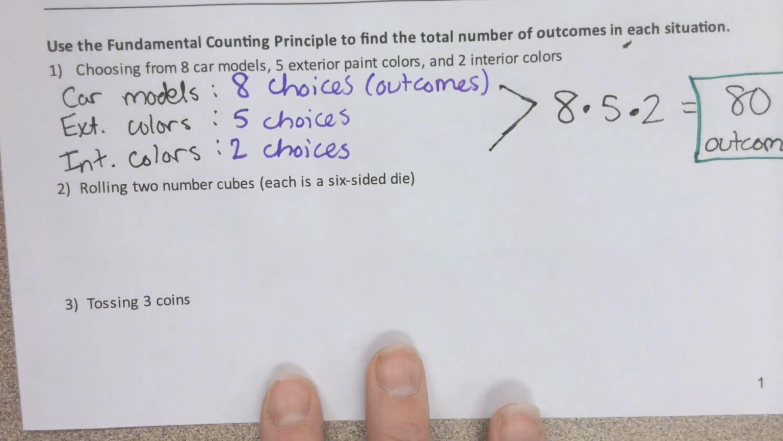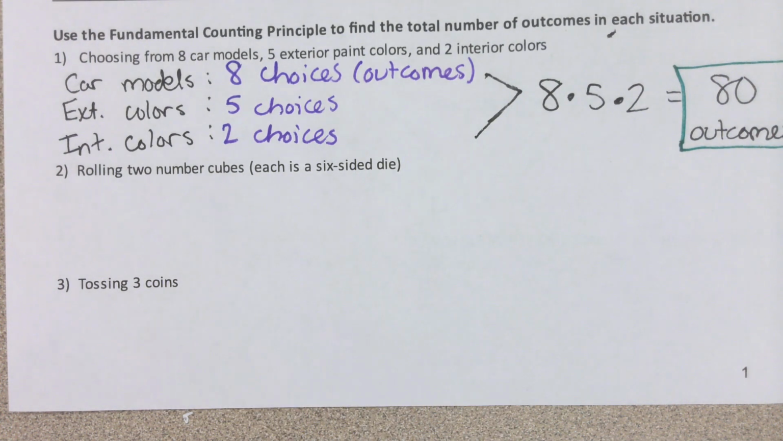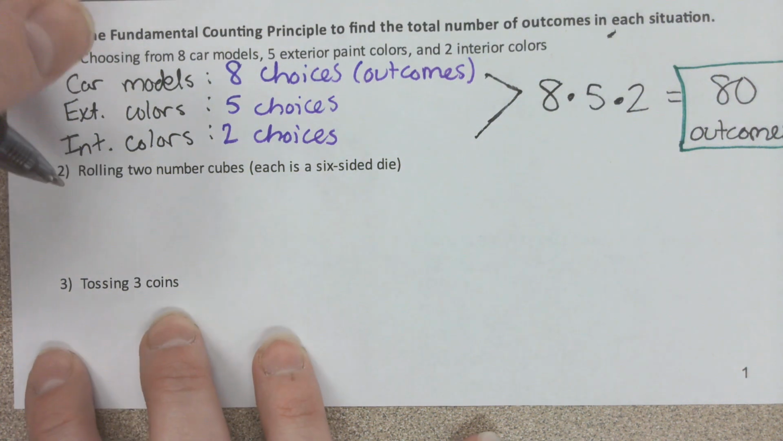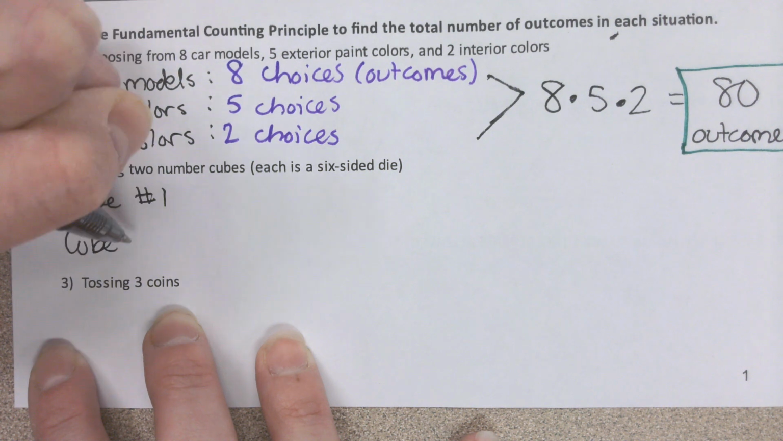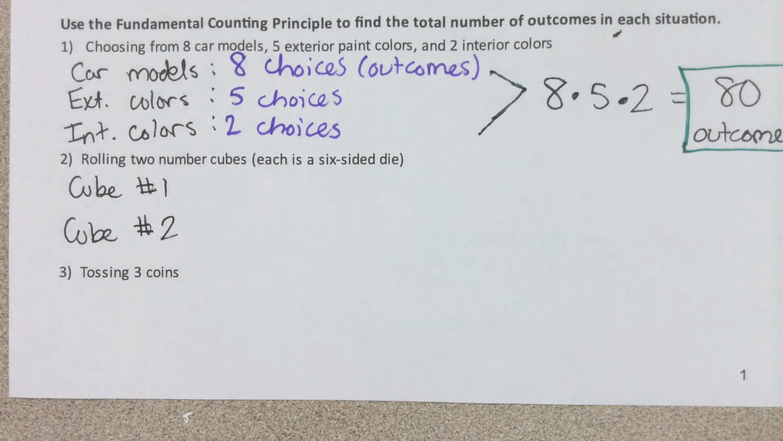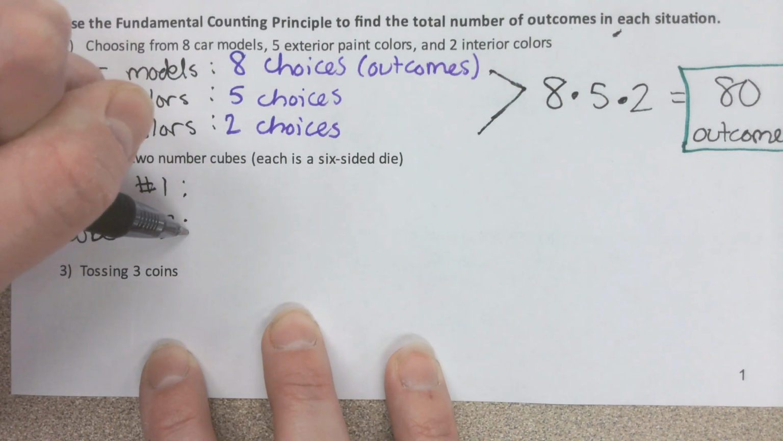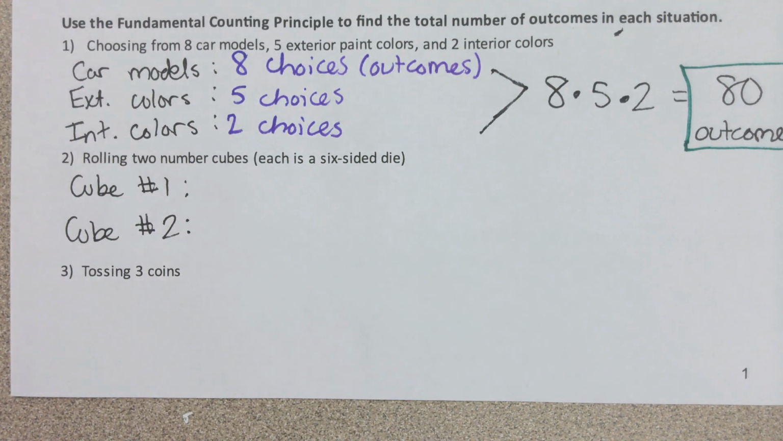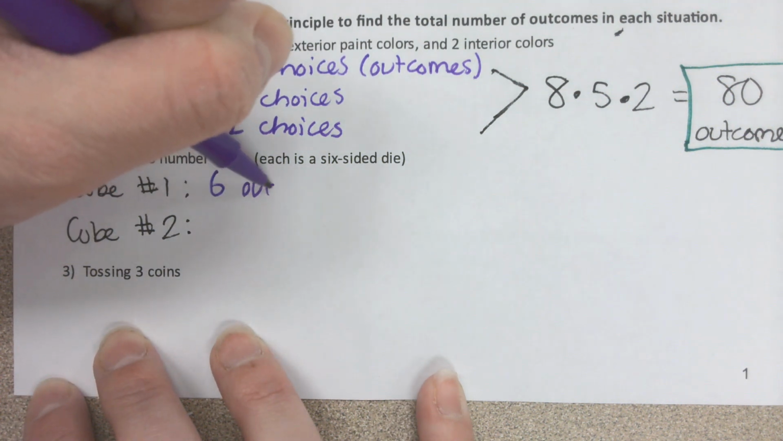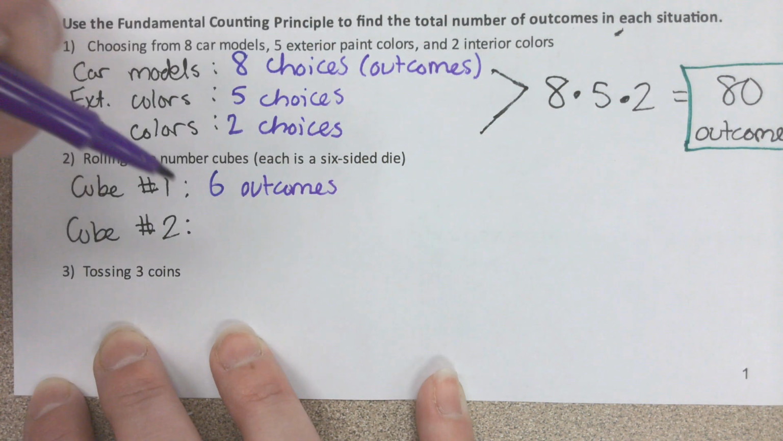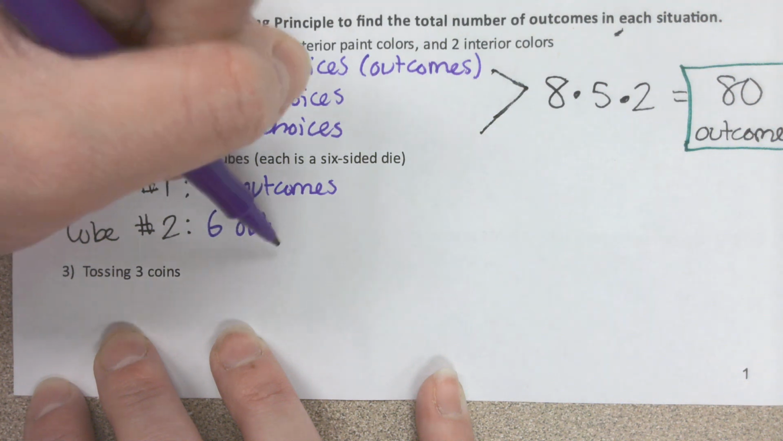Number 2. Rolling 2 number cubes, in other words, a pair of dice. 6-sided dice, the standard ones. 2 cubes here. Cube number 1. Cube number 2. This one seems a bit obvious, but I strongly recommend you write them out because I see these get messed up all the time. Cube 1, there are 6 outcomes. And cube 2, there are also 6 outcomes.